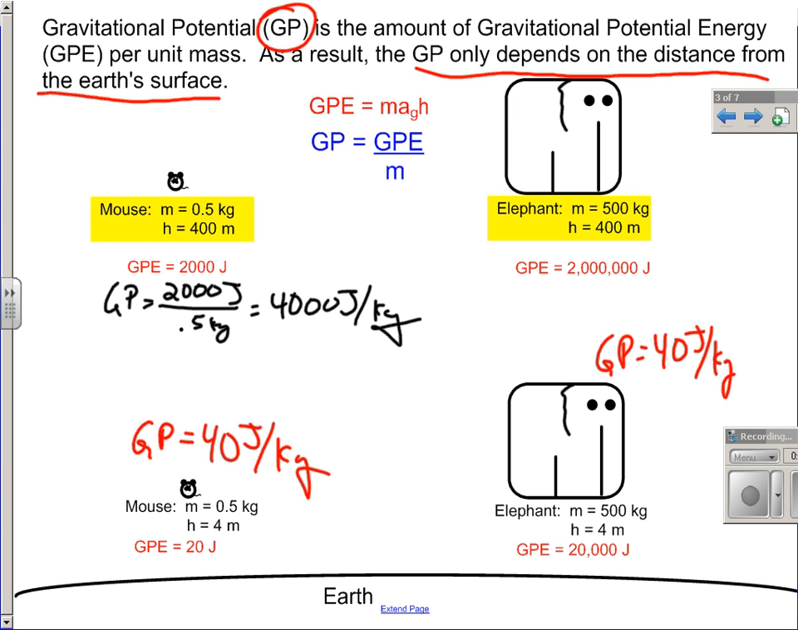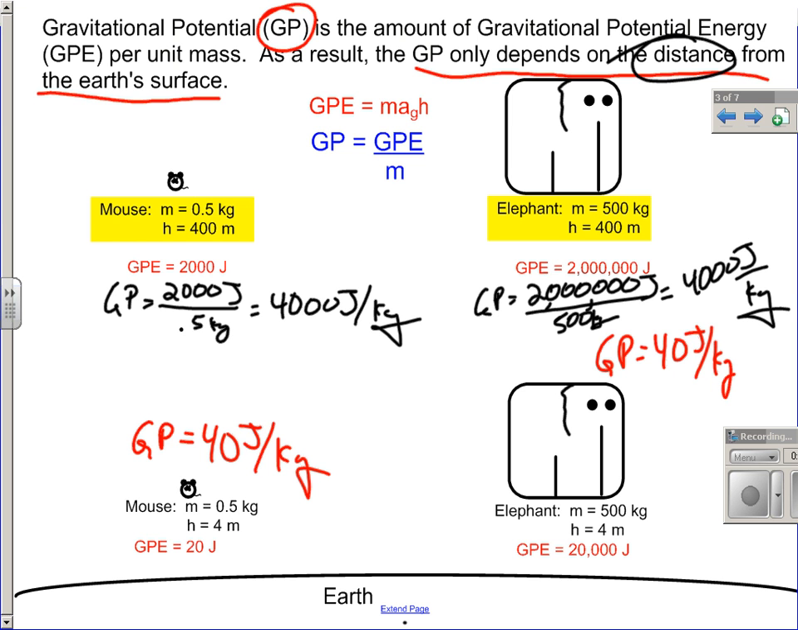And if you do it for the elephant, again, what you're going to find is he's got 1,000 times as much energy, 1,000 times as much mass. So for the elephant that's lifted up high, the gravitational potential is the GPE divided by his mass. And you get the same answer, 4,000 joules per kilogram. Okay, so by elevating the mouse or elephant up, we've increased the distance and therefore increased the energy. So more distance, more gravitational potential.